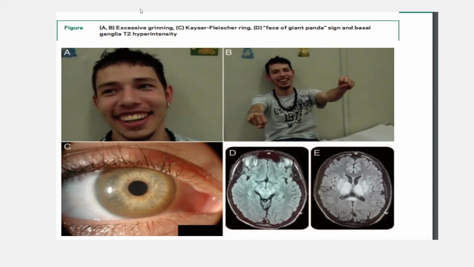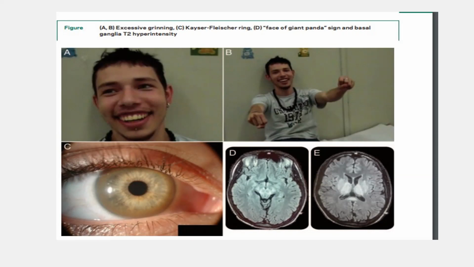This patient is having bilateral upper limb dystonia. This is the KF ring. This, as all of you know, is the face of the giant panda. Due to the sparing of the red nucleus, this midbrain appears like a giant panda, with basal ganglia T2 hyperintense signals. Okay, by seeing the face, dystonia and KF ring, you can make out the diagnosis of Wilson's disease.